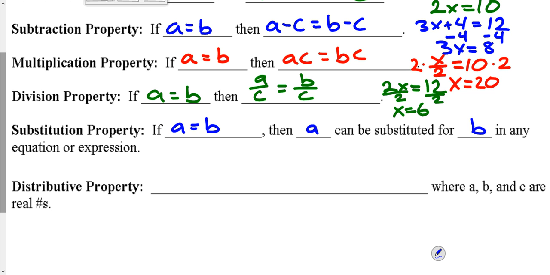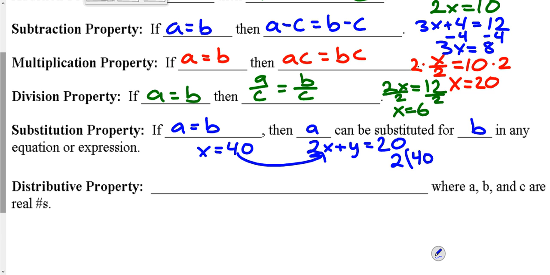So if we know x equals 40, and we have 2x plus y equals 20, we know we can substitute 40 for x. And then we would write 2 times 40 plus y equals 20. We substituted in 40 for x. In this case, x is like A and 40 is like B.